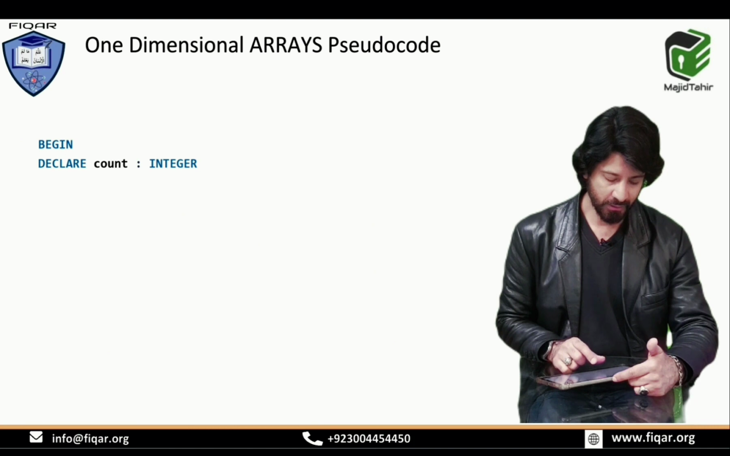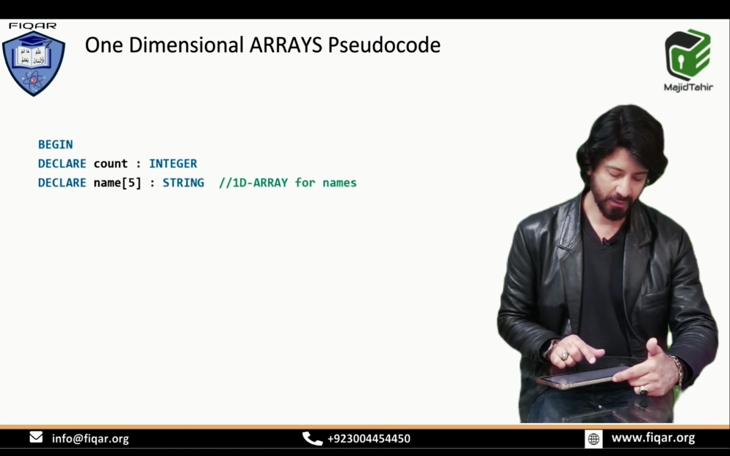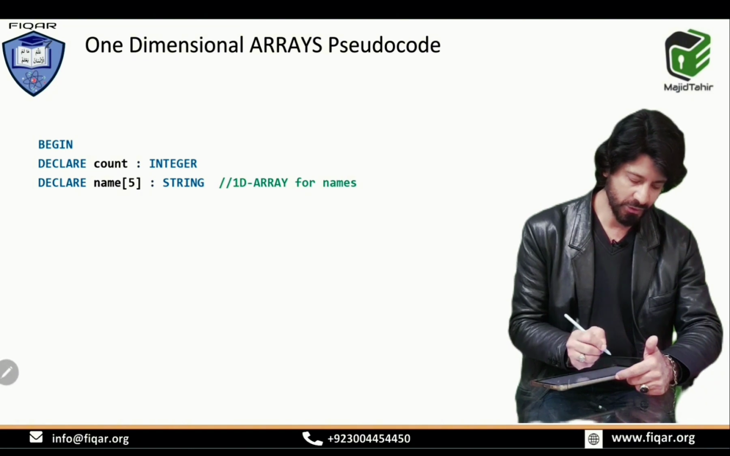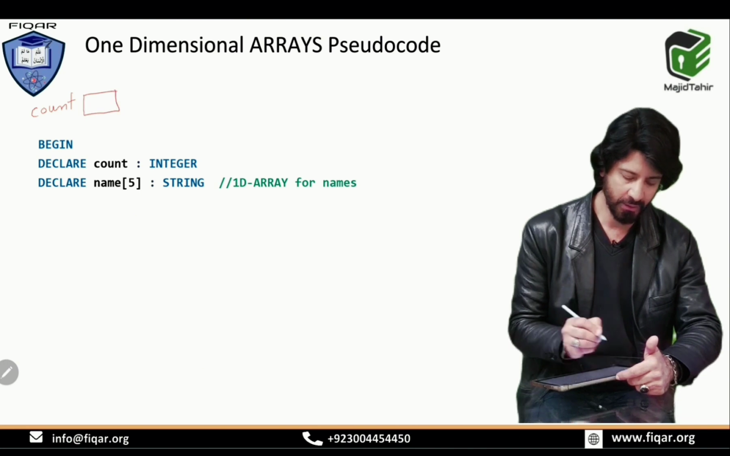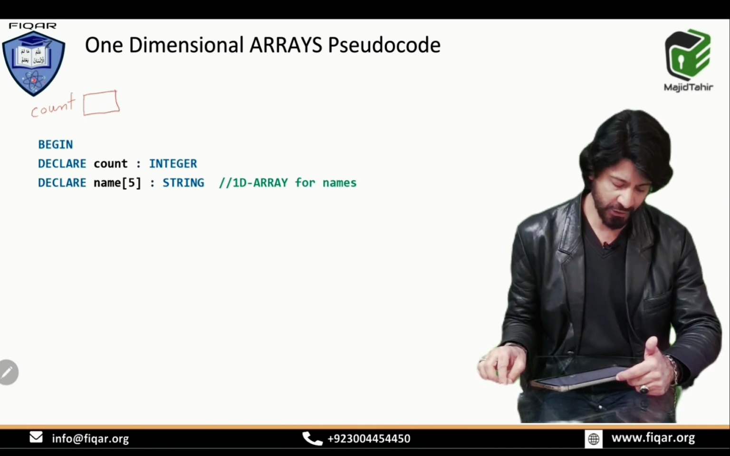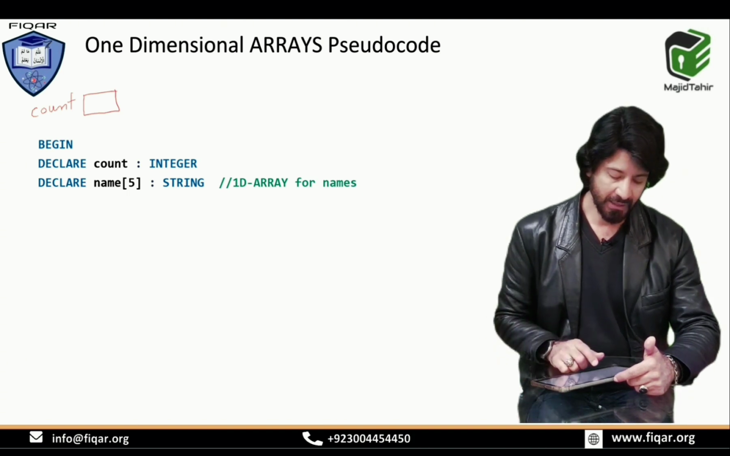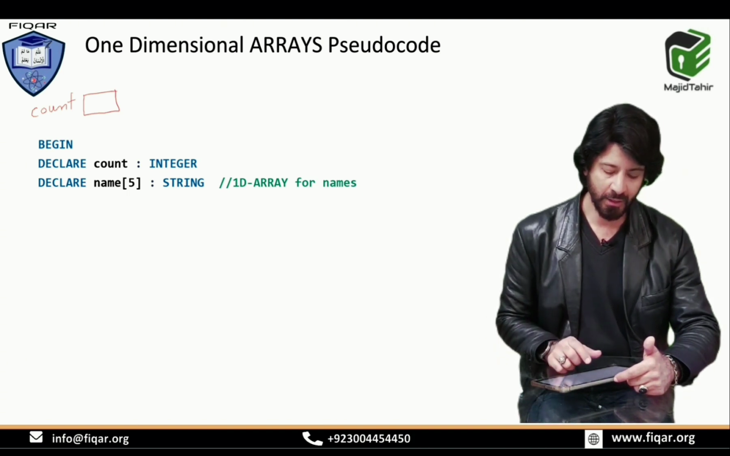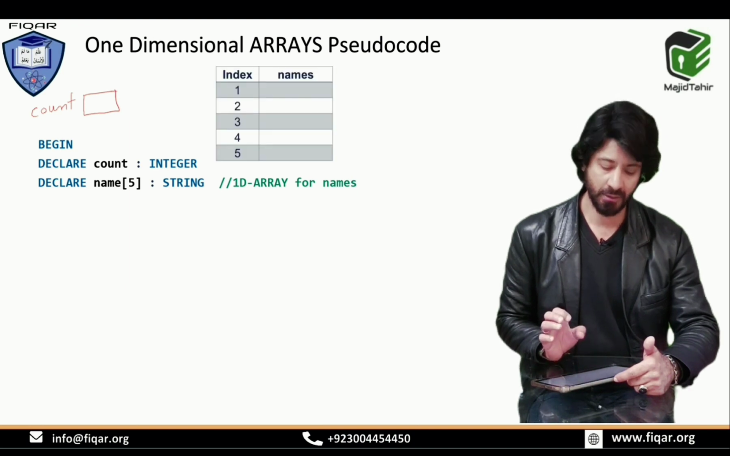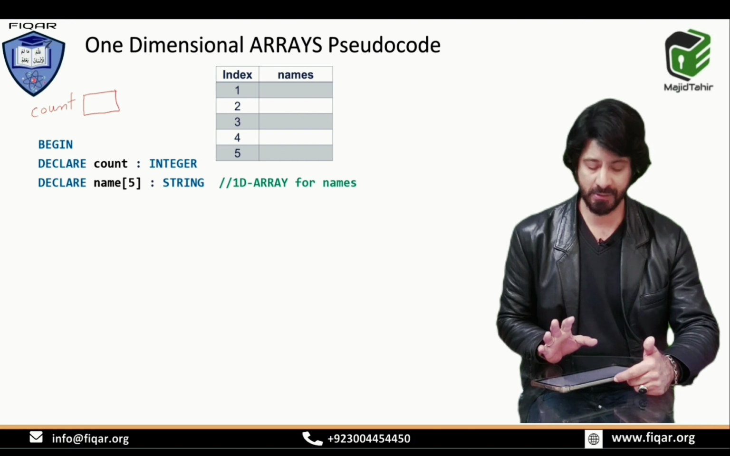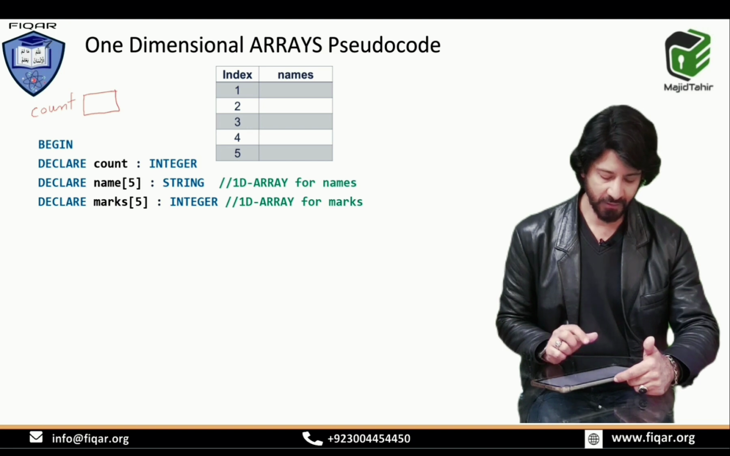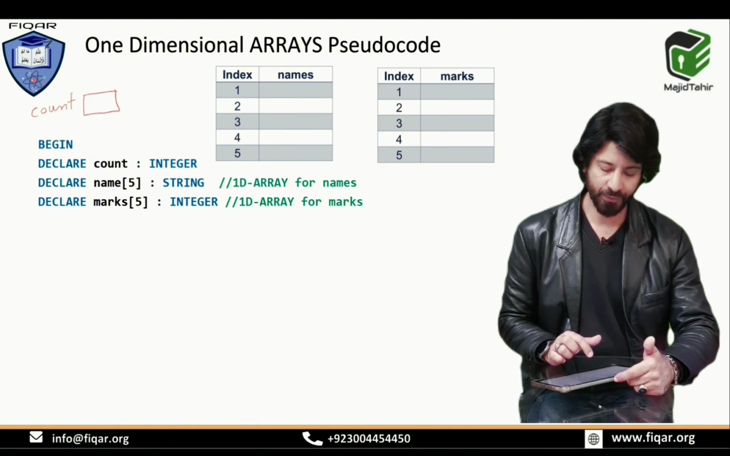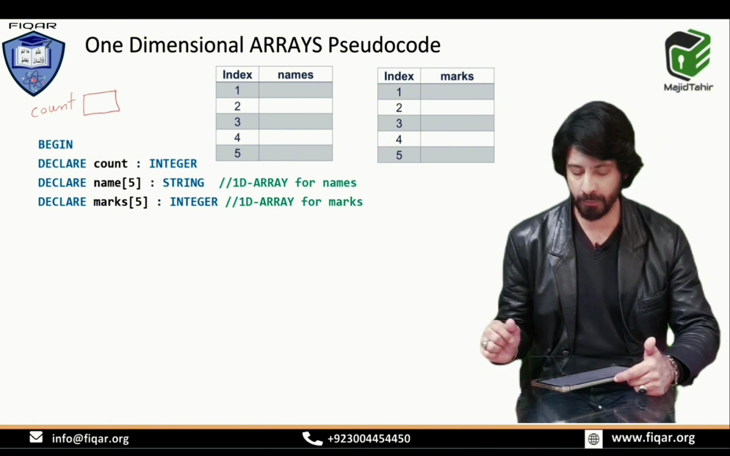So begin, declare count as integer, and declare name 5. When you declare count, we have created a variable count which will initially have a blank value. If it is an integer, by default it will have 0 in it. When you say declare name 5 colon string, the computer will automatically generate a one-dimensional array of names which will have 5 empty slots in it. And when you declare marks bracket 5 colon integer, it will automatically create another array for marks with an integer data type. It will also be blank initially.